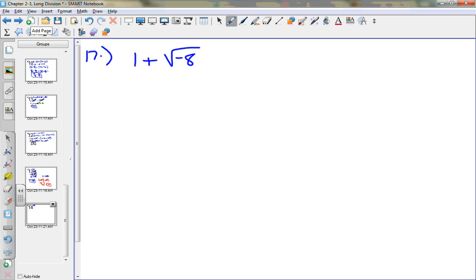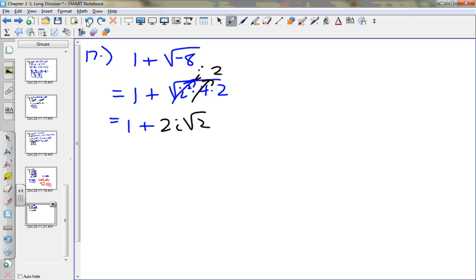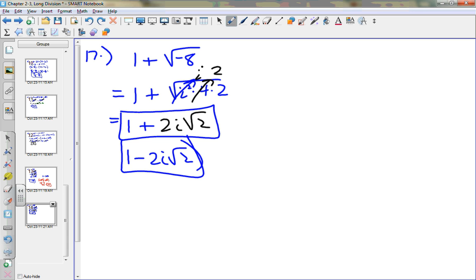1 plus the square root of negative 8. What do I do here? I need to simplify this. 1 plus the square root of i squared times 4 times 2. So that's going to be 1 plus i, and then this comes out as a 2, so that's going to be 2i square root of 2. So what's the conjugate? The conjugate is going to be 1 minus 2i square root of 2. Now what am I going to do with these two things?